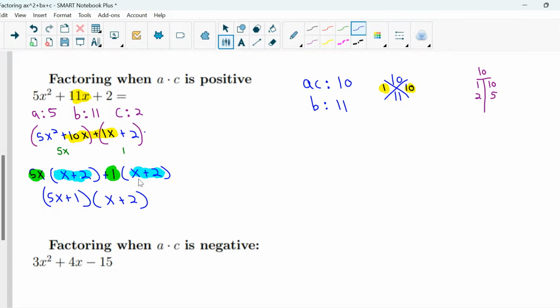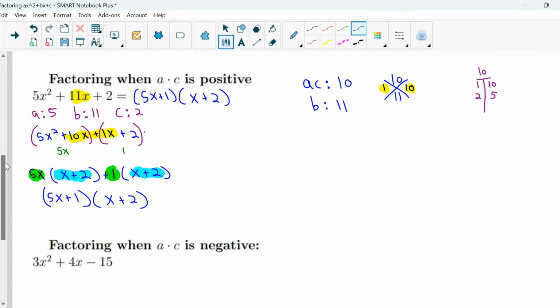All right, so x plus 2 combines as just x plus 2, the same way that adding like terms works, where x plus 2 is just our variable that creates our like terms. Okay, so our final factor here is 5x plus 1 times x plus 2. All right.